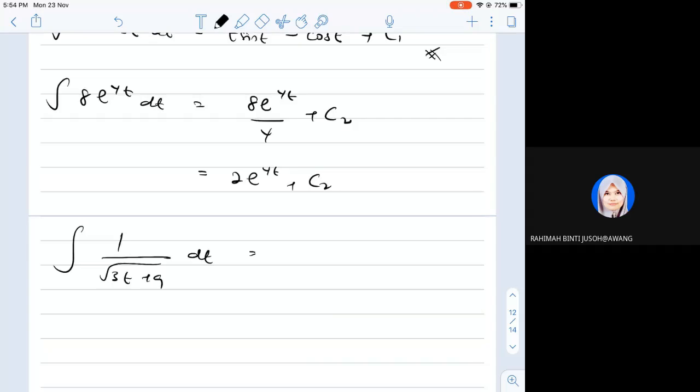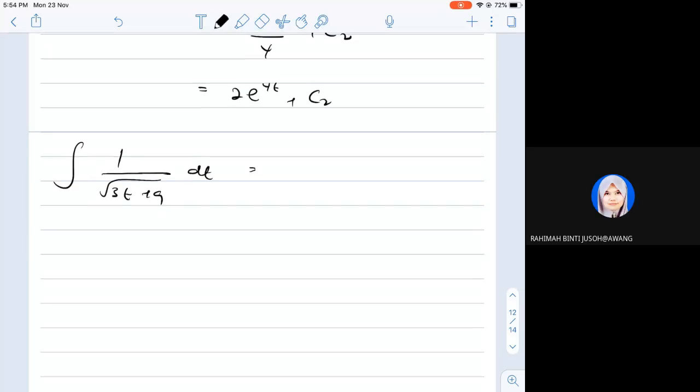Okay guys, my brilliant students, how do we integrate this? Macam mana nak integrate ni? Senyap pula.